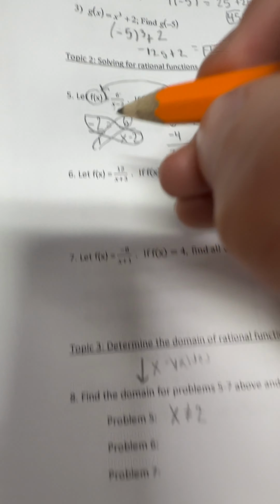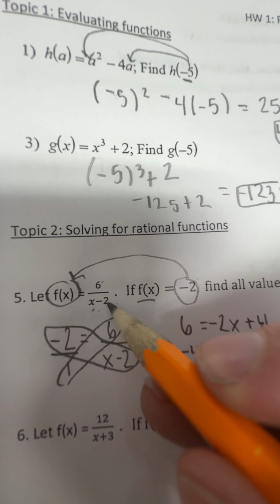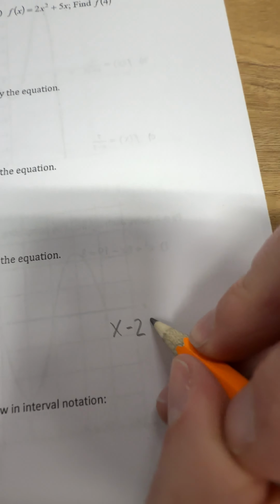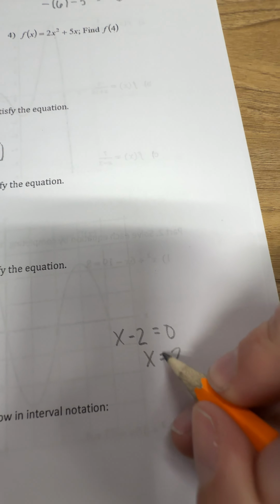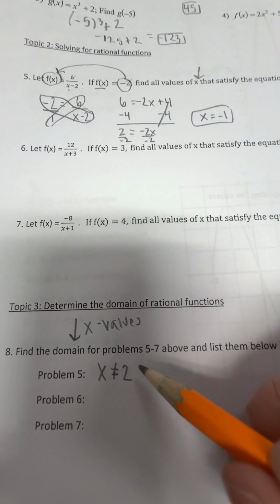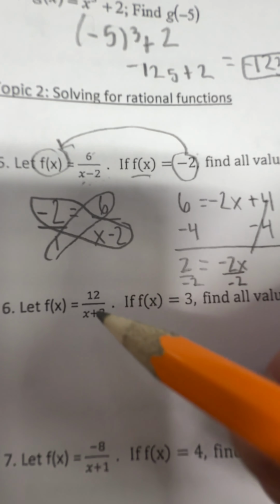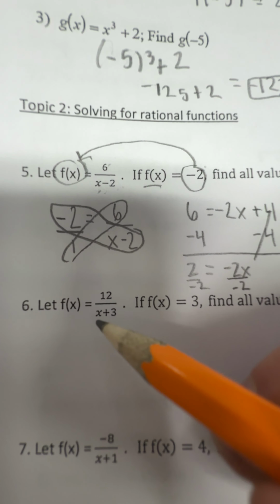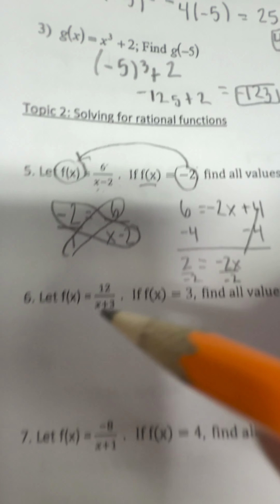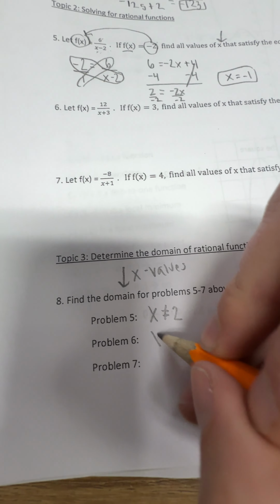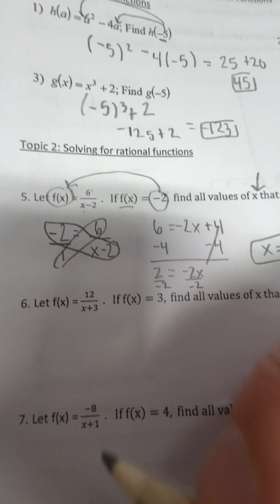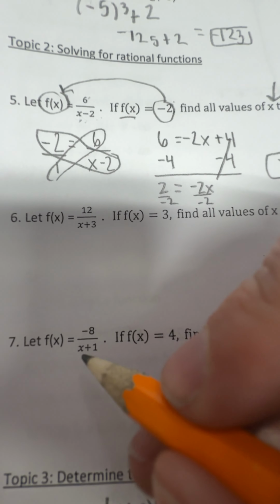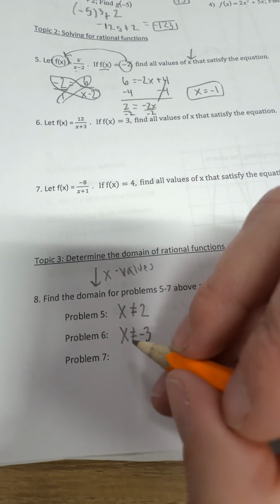And if you're struggling with that, you can literally take this right here and you can set it equal to 0. What do I mean by that? You could have x minus 2 equals 0, and then add 2, and you get x equals 2, meaning you can't have 2. We're not allowed to have 2. Okay, what's the number here that I'm not allowed to have? Well, I can't have a -3. So x cannot be -3. And then right here, last one, x cannot be -1. So x cannot be -1.